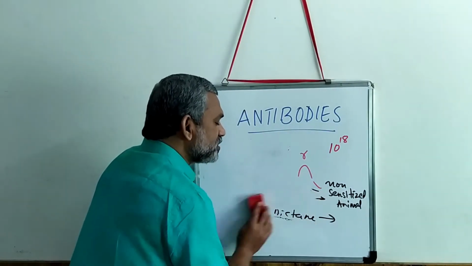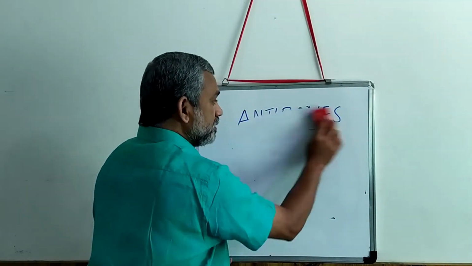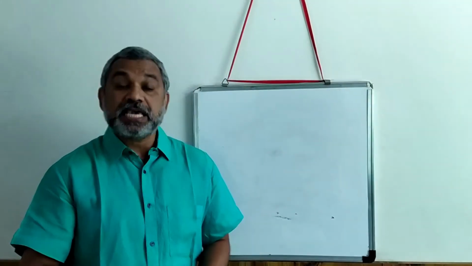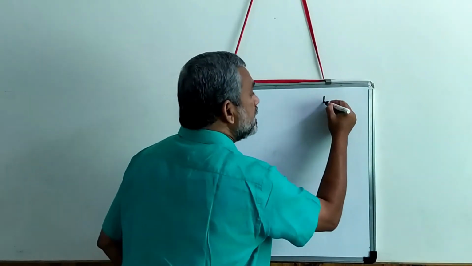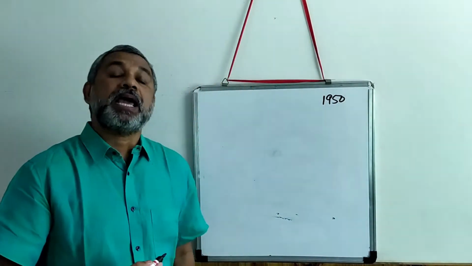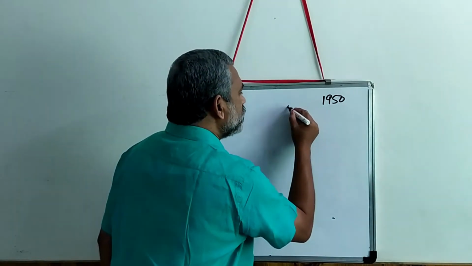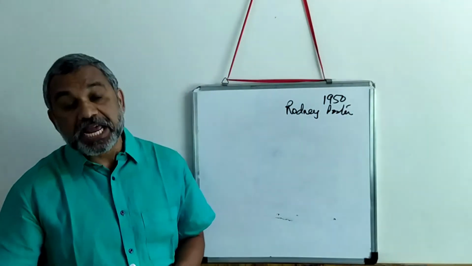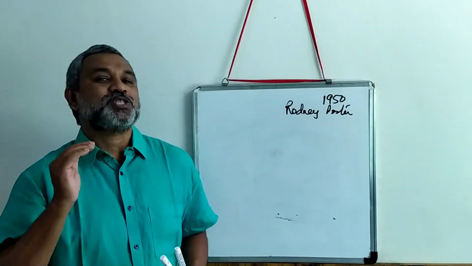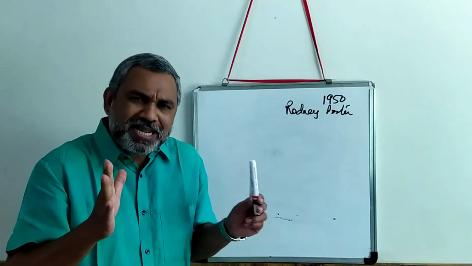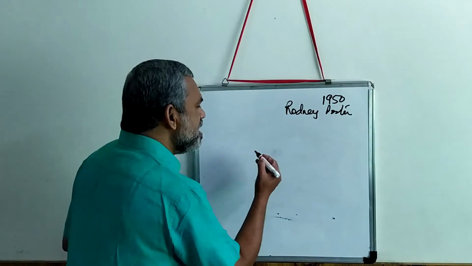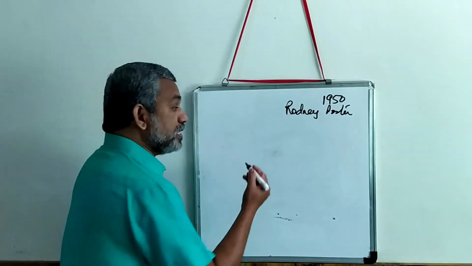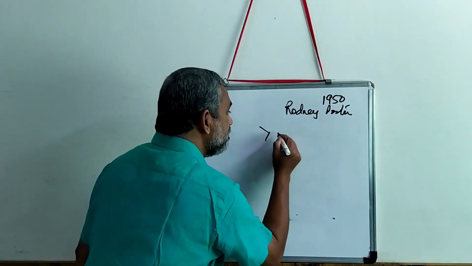So let us look at the structure of these antibodies. The initial studies were carried out in the 1950s, especially by Rodney Porter, a scientist who tried to elucidate the structure of antibodies. What he did was a very simple experiment. Remember, antibodies are Y-shaped structures. So assume this is an antibody.